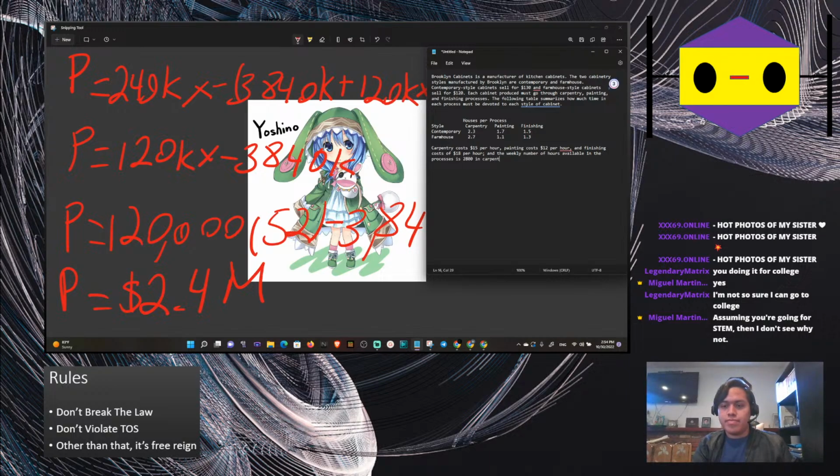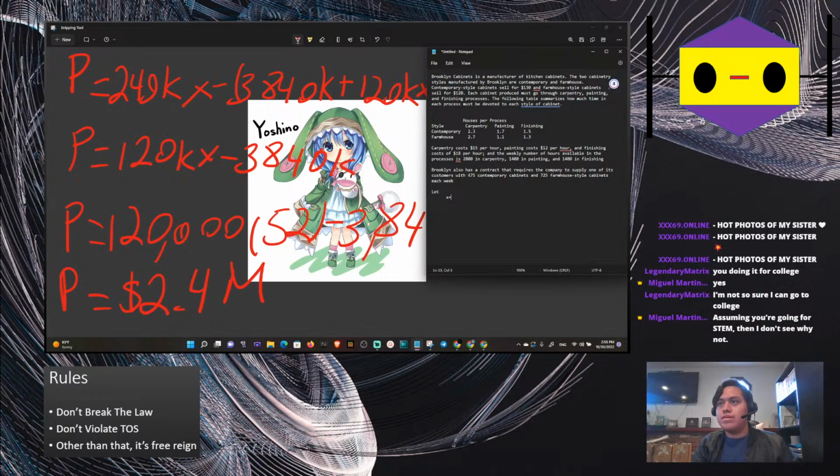2800 in carpentry, 1400 in painting, and 1400 in finishing. Brooklyn also has a contract that requires the company to supply one of its customers with 475 contemporary cabinets and 725 farmhouse style cabinets each week.